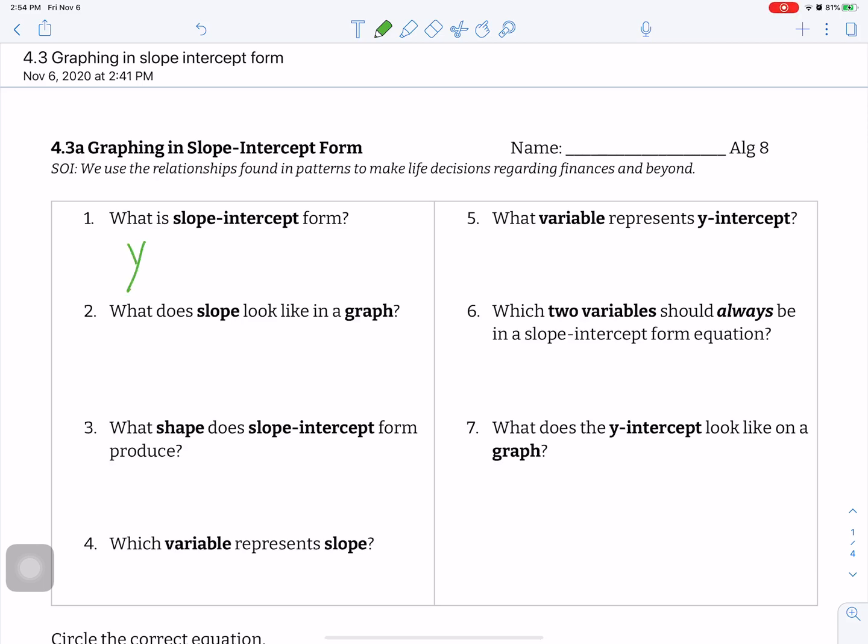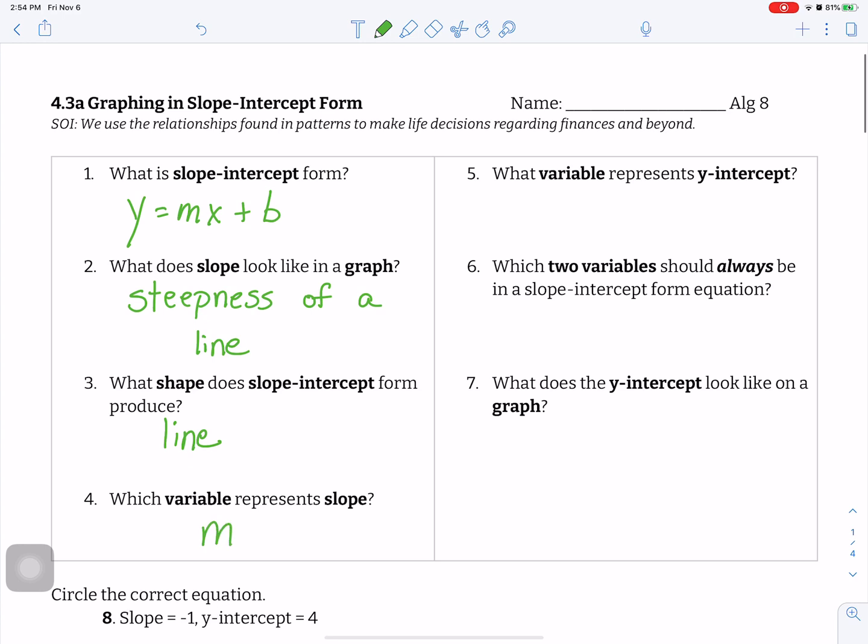So slope-intercept form, y equals mx plus b. Slope is going to be our steepness of a line. And then that's also describing our shape. It's going to be a line. So whenever we use that form or talk about that form, we're talking about a line.